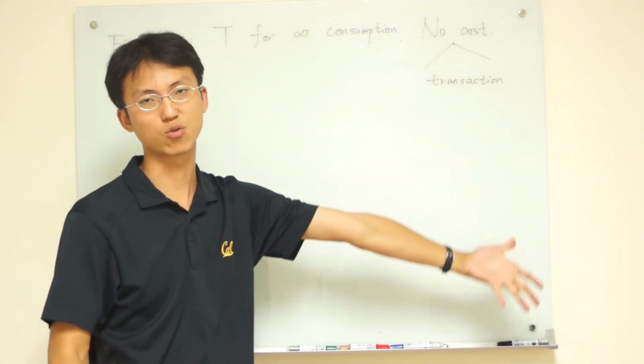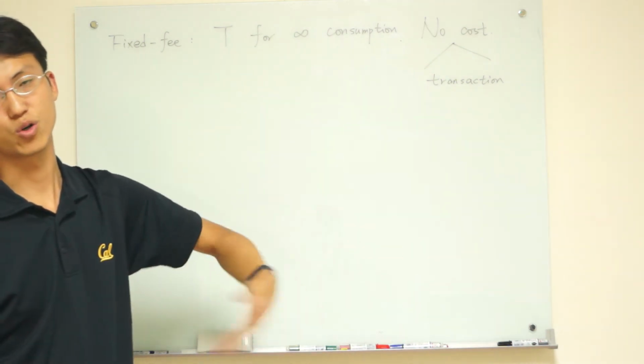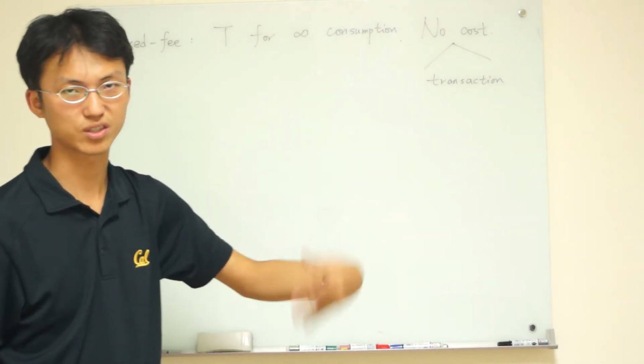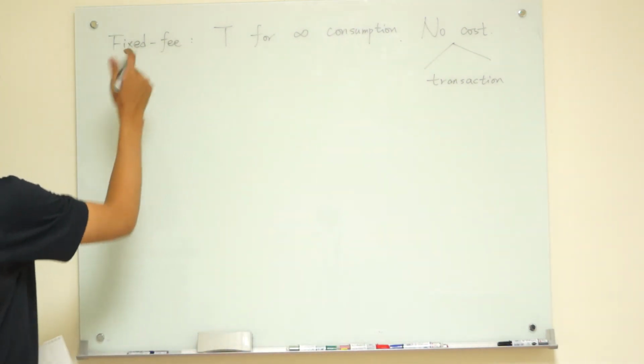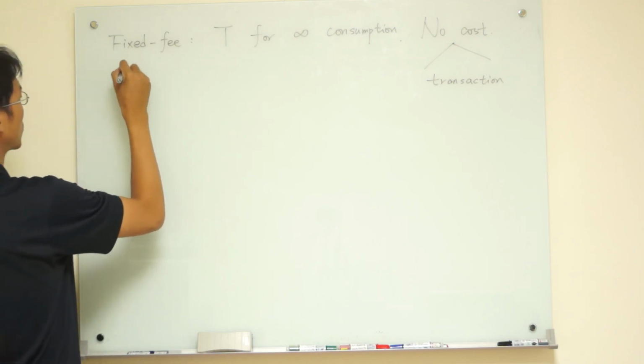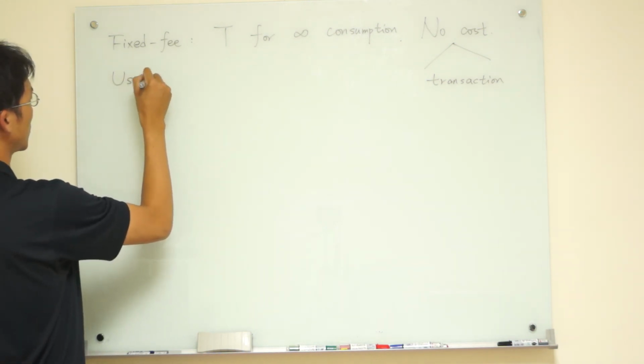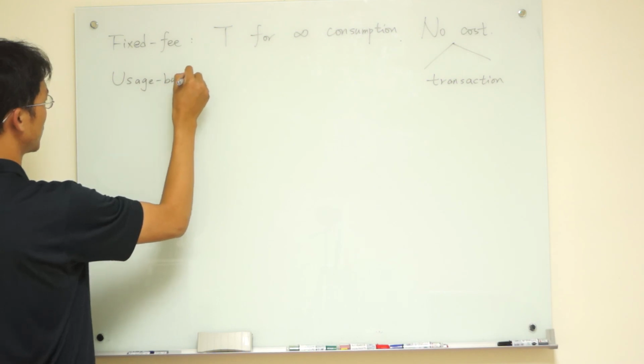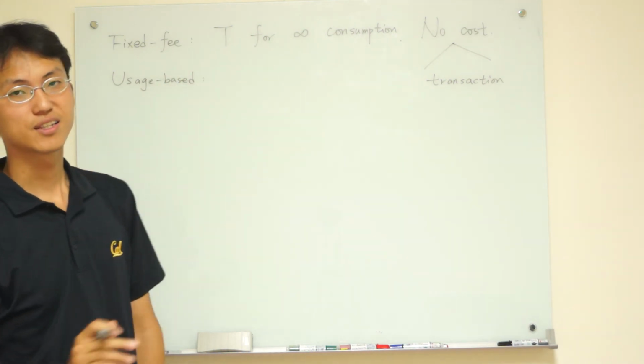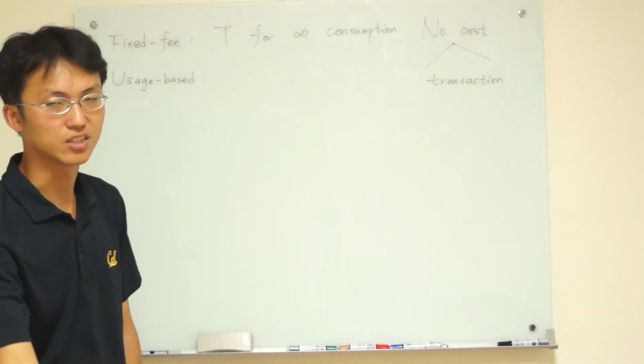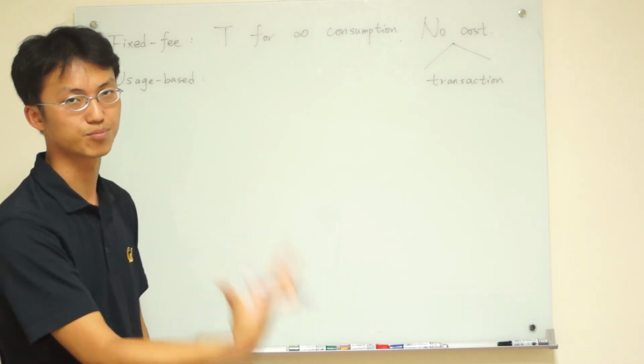You don't need to monitor what the person is doing, and you will have no difficulty getting money from him. Okay, so that's the case. Or if you want to do usage-based pricing, then in that case, for each quantity, you need to specify a price.